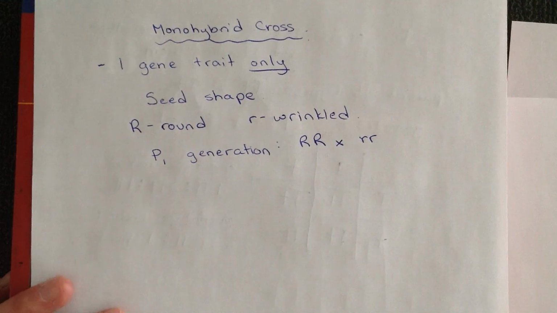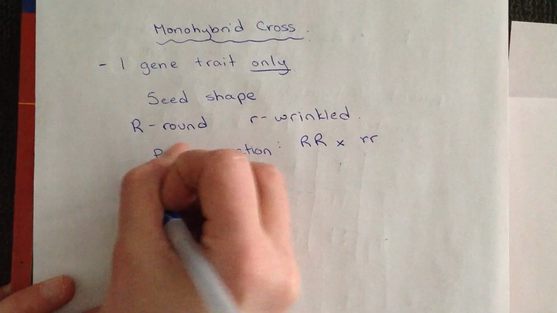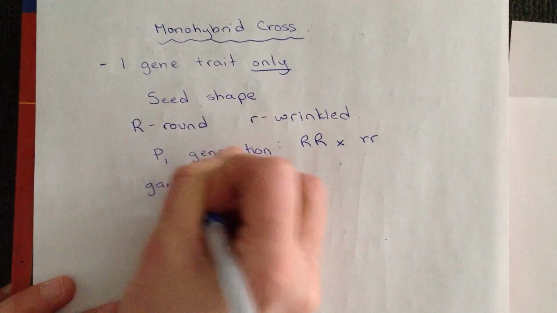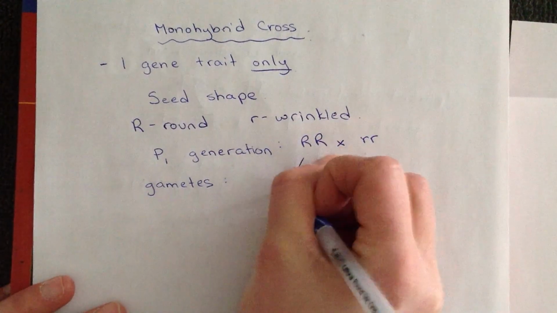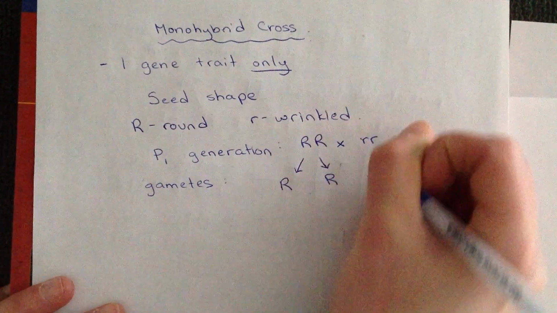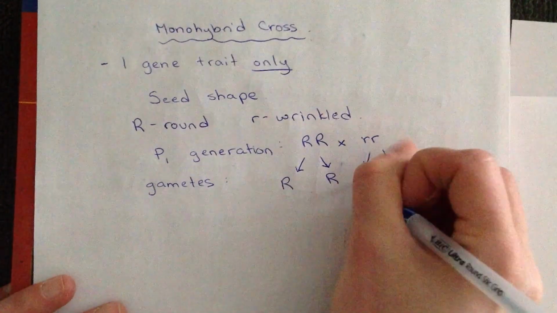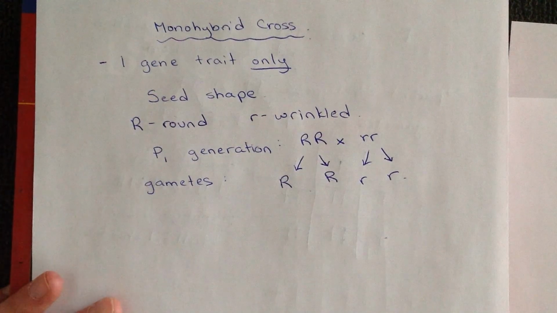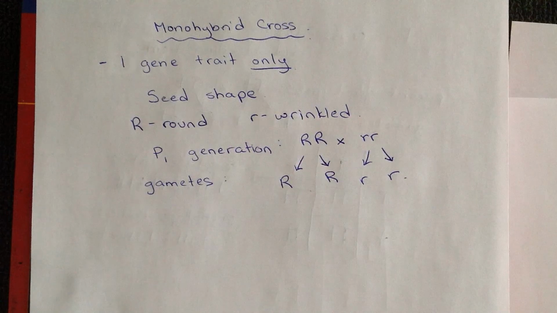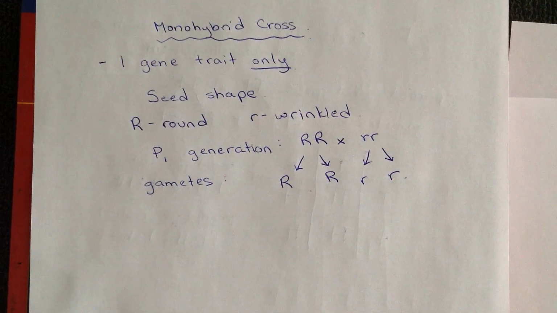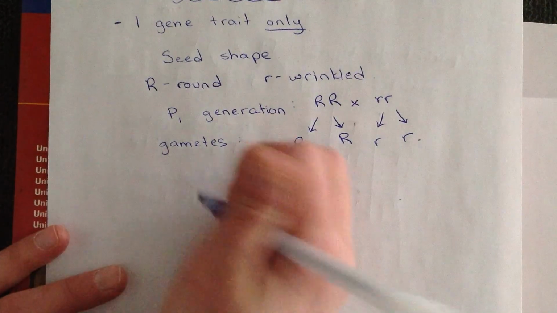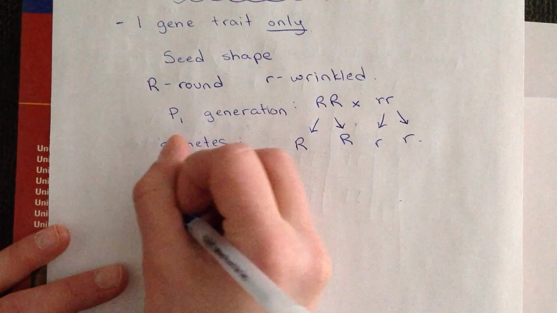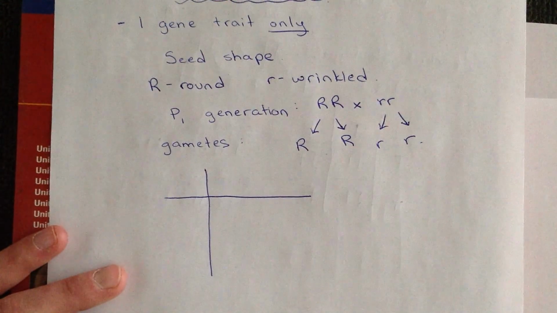Just kidding. Okay, so the gametes. This is going to start getting easier and easier. You guys won't have to worry about this, but the only gametes that can be produced are big R, and then for this one, little r and little r. Those are the only gametes that can get produced from those particular plants because they're purebreds, or homozygous plants.